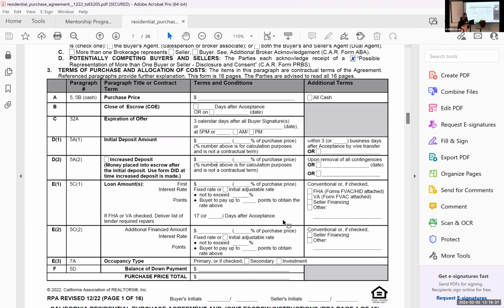17 days after acceptance. This only applies if it's an FHA or VA loan. Sometimes the lender will require the seller to fix certain items that a seller typically wouldn't. Okay, and this gives us a time frame in which the buyer, or the buyer's agent, must deliver a list of these repairs to the seller. Okay, so the way our contract is written is for a conventional loan.